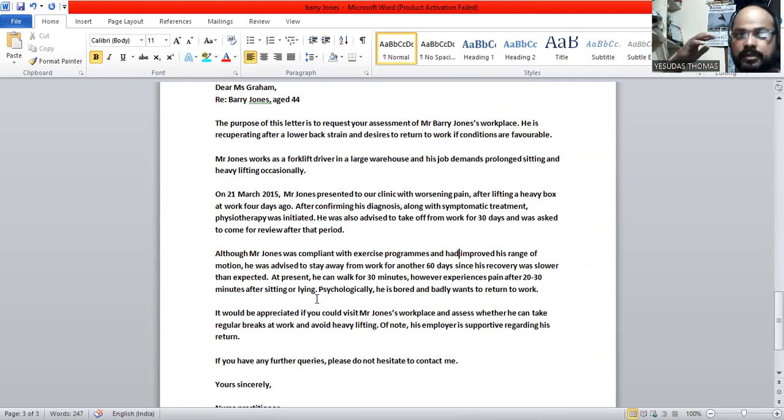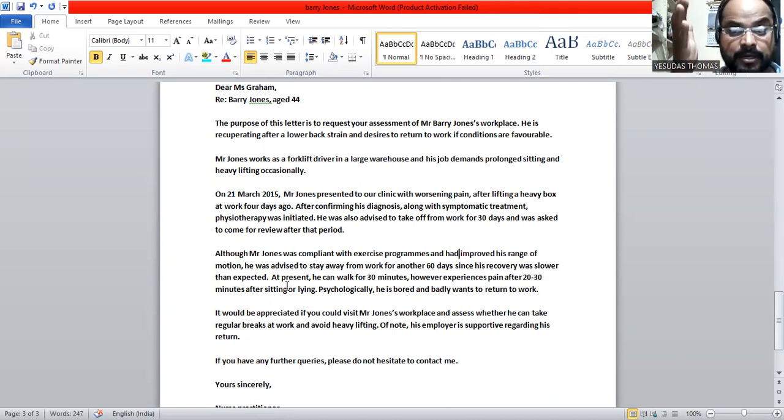Now his condition has improved. Right now he has improved his walking pattern from 10 minutes. It was the beginning. It was increased to 15 to 20 minutes. Now he can walk 30 minutes, half an hour. He can walk, but he experiences pain after 20 to 30 minutes after sitting or lying. And this is his physical condition.